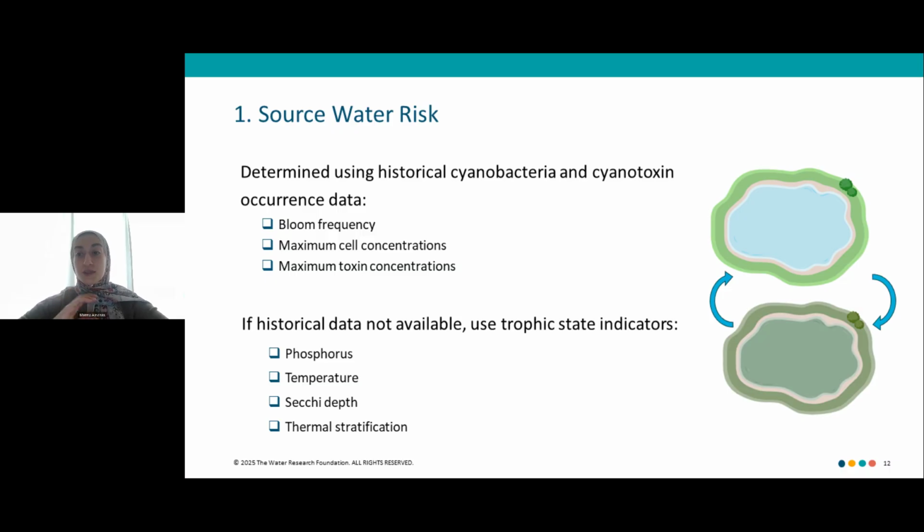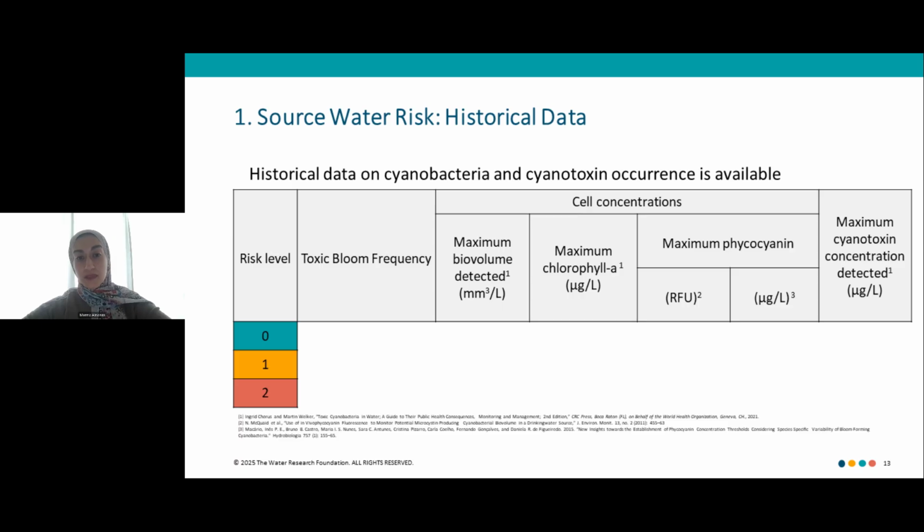So now that we have 2 different scenarios for water utilities, each with different input, let's see how we can actually assess the risk based on each scenario. Let's start with utilities that do have historical data on cyanobacteria and cyanotoxin. This table is what you would find in the WRF guide. On the left side, you'll see that the risk level is quantified as 0, 1, and 2. These correspond to different thresholds that were obtained from the WHO guideline.